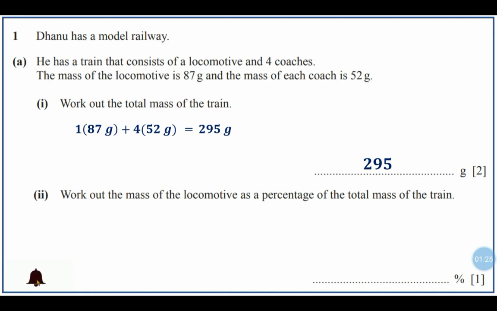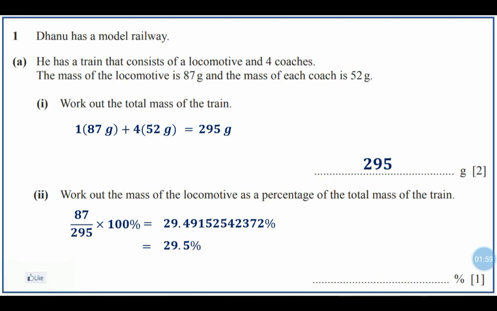Question number 2. Work out the mass of the locomotive as a percentage of the total mass of the train. The mass of the locomotive is 87 grams, divided by the mass of the train, which is 295, times 100%. You will get 29.49 and so on. But always remember, if the level of accuracy is not specified, then you have to write your answer to 3 significant figures. So it will be 29.5%. The answer is 29.5%. You will get 1 mark for that question.